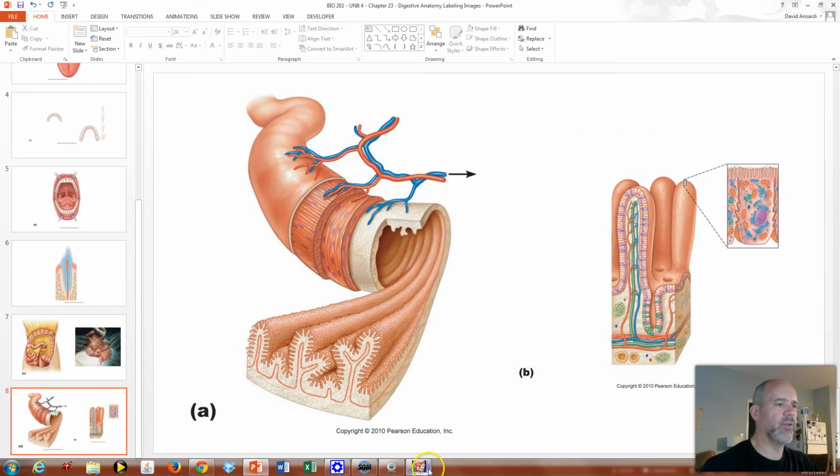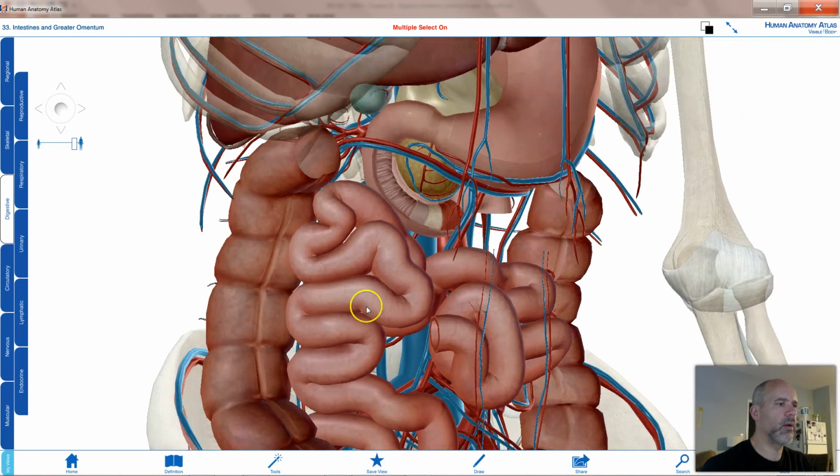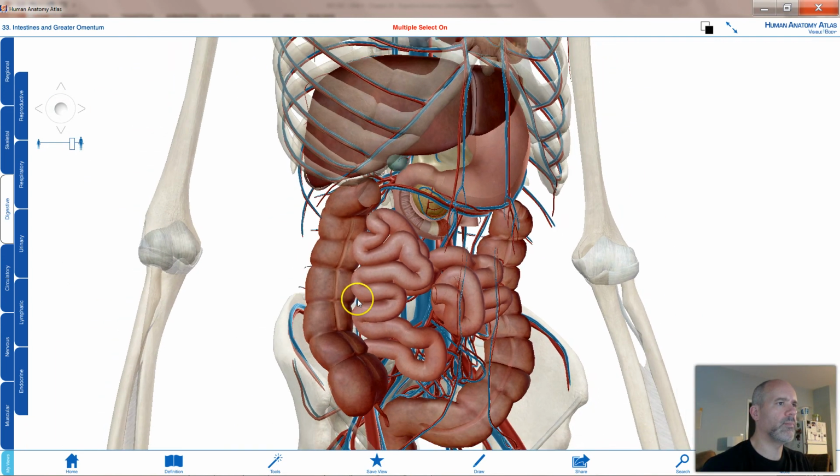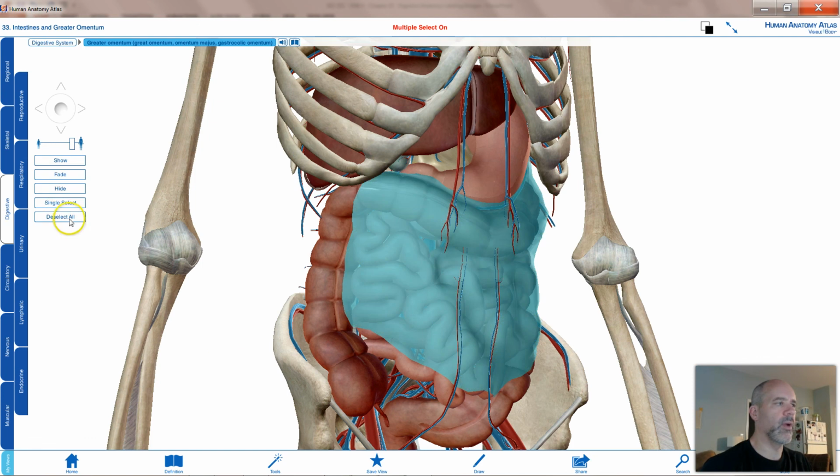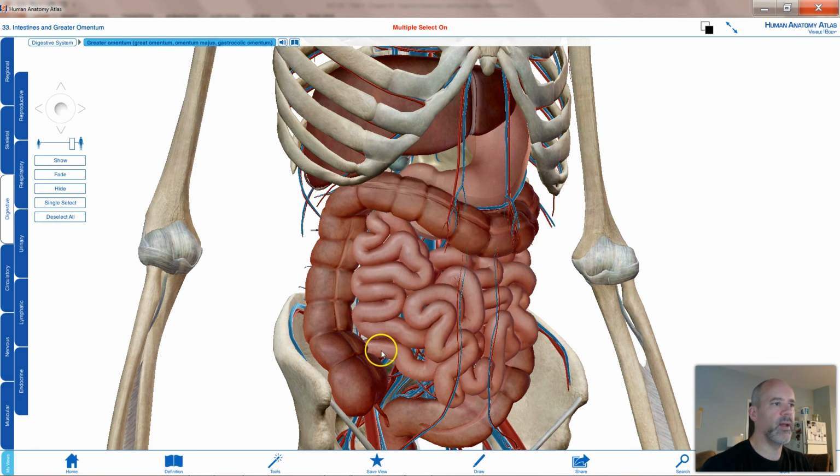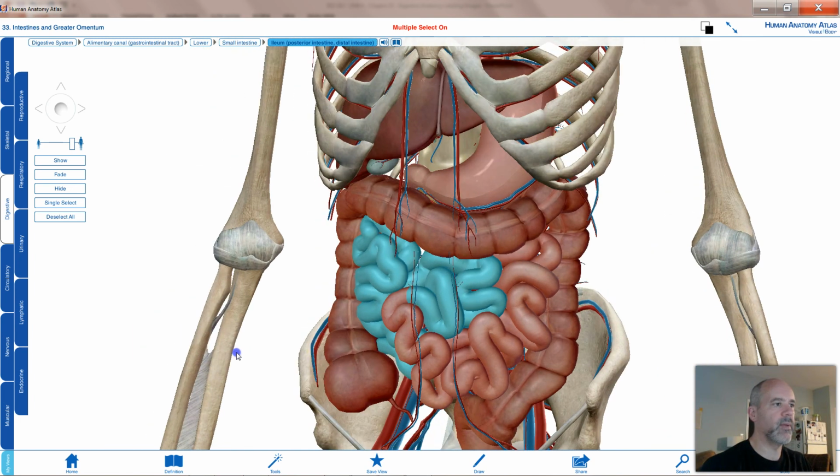All right, if we go back to visible body, bring everything back up. And I'm going to hide my greater omentum again. All right, we said the third section of the small intestine is the ileum. And so contents are passing through there and they're headed over here to the large intestine.